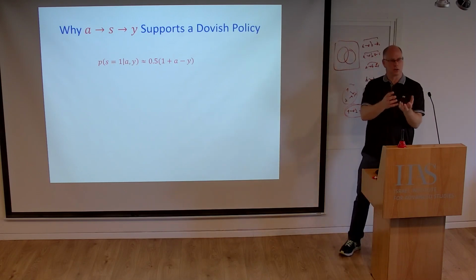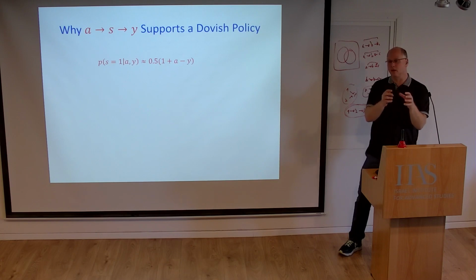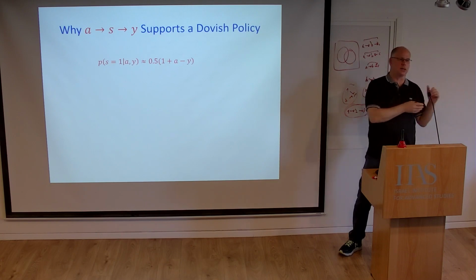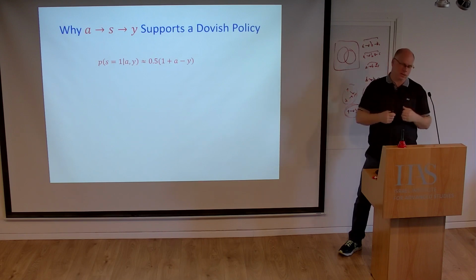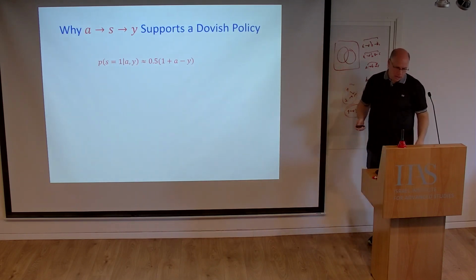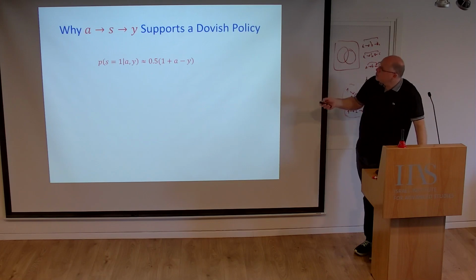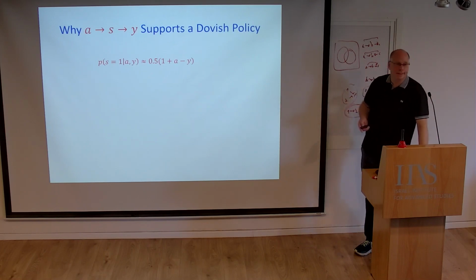Can we see certain correlations between structures of narratives that are more popular on one side of the political spectrum than another, and with the policies that they recommend? So why do we have this correlation between dovish policy and the lever narrative?